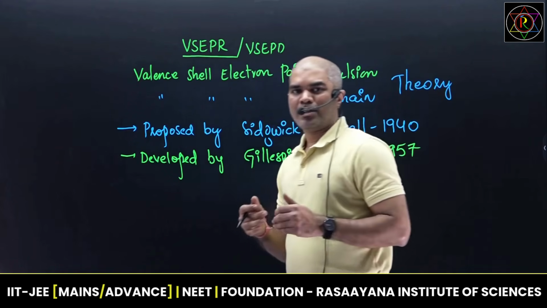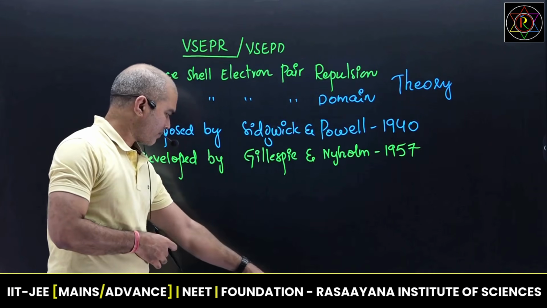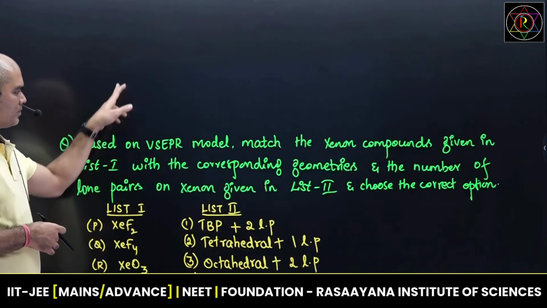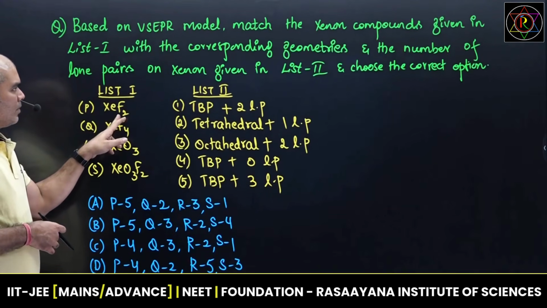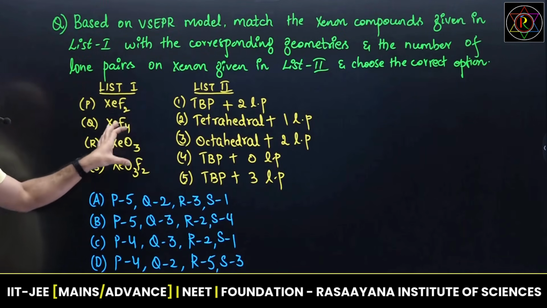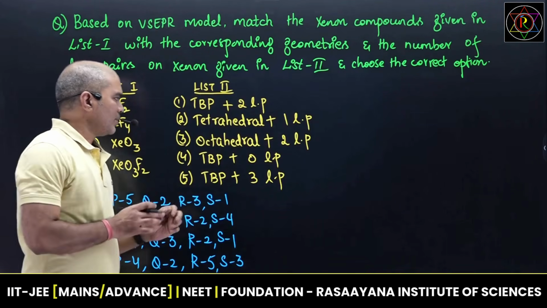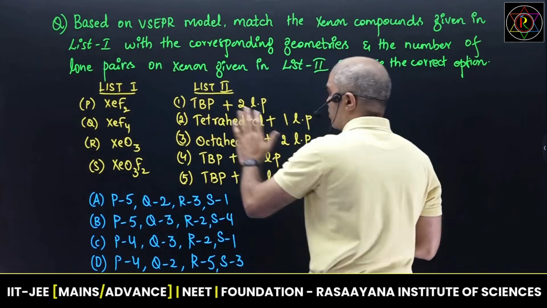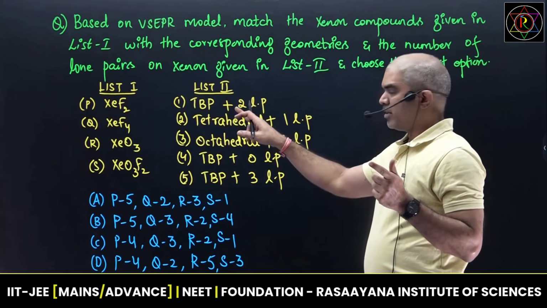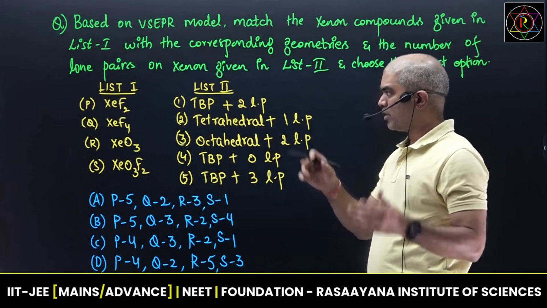Before entering into theory, let me show you the question that was asked in the JEE Advanced 2024 Paper 1. It was a 3-mark question. You can go through the question. According to the VSEPR model, we have to match List 1 xenon compounds with the corresponding geometry and the number of lone pairs present on it. You can clearly see that they are not only asking the geometries, but also how many lone pairs are present. When they are asking the geometry, there are two types of geometries. We have to discuss what are those different types of geometries.